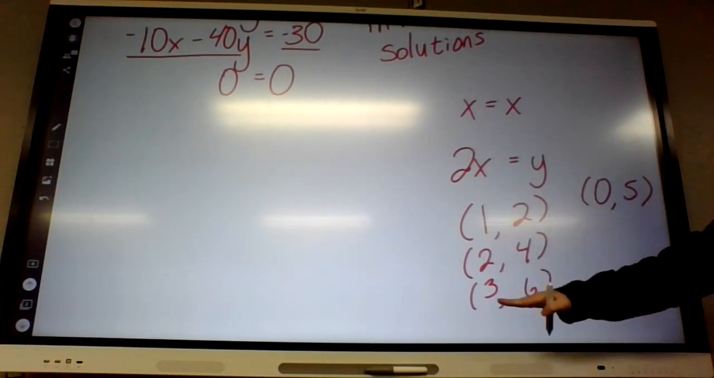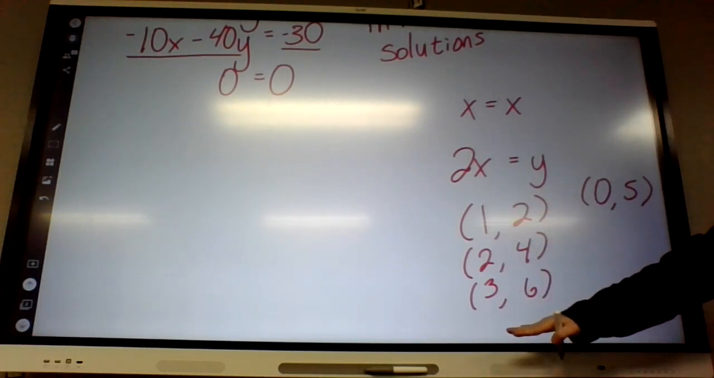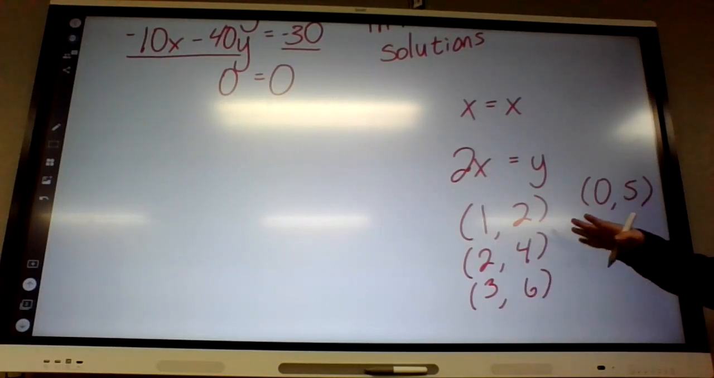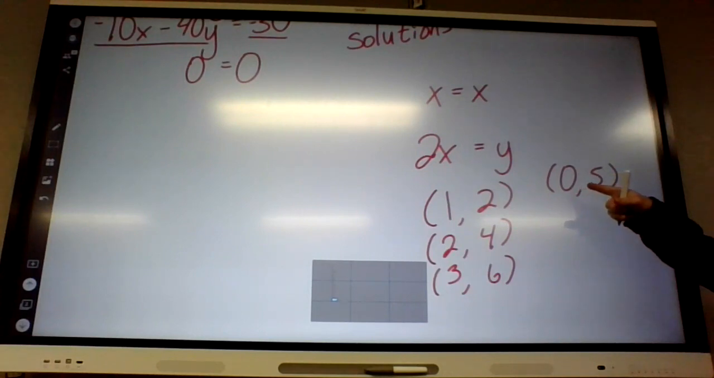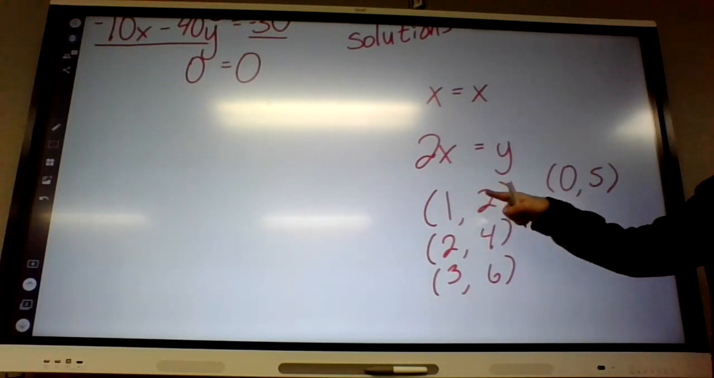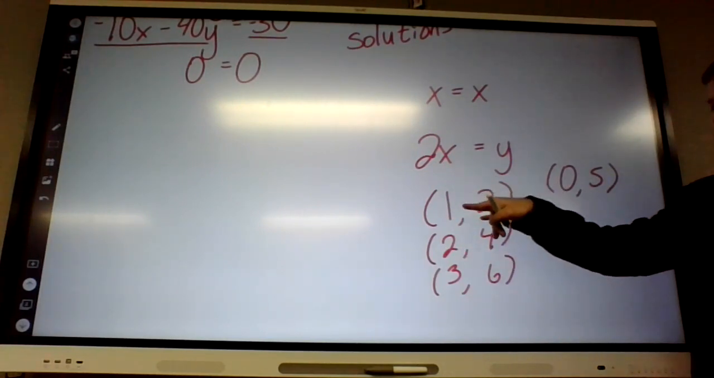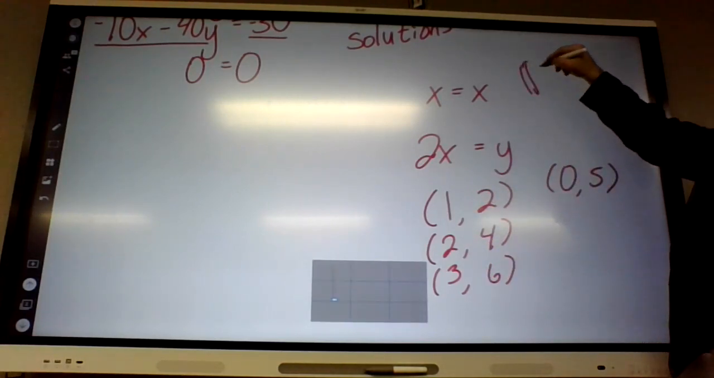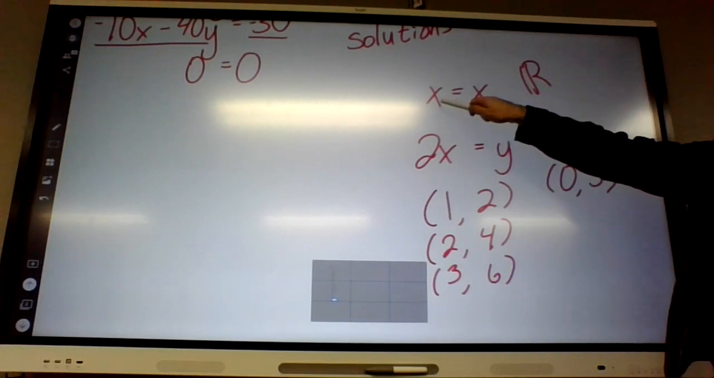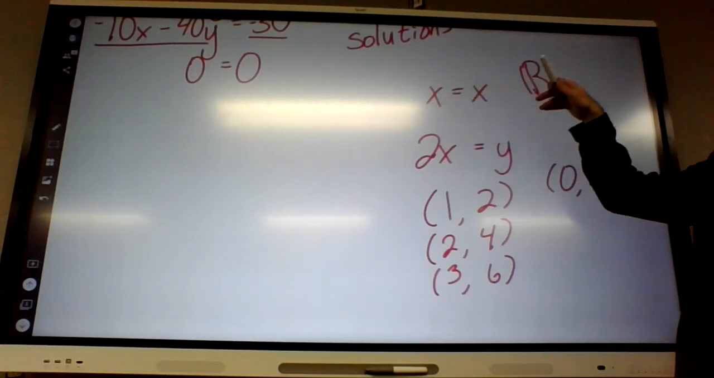So there are infinite solutions sometimes, and this one there are. But there's also an infinite number of non-solutions. So you can't just say all real numbers because it's a certain combo of numbers that works. This one would be all real numbers. If I plug in 1, 1 equals 1, 2 equals 2.